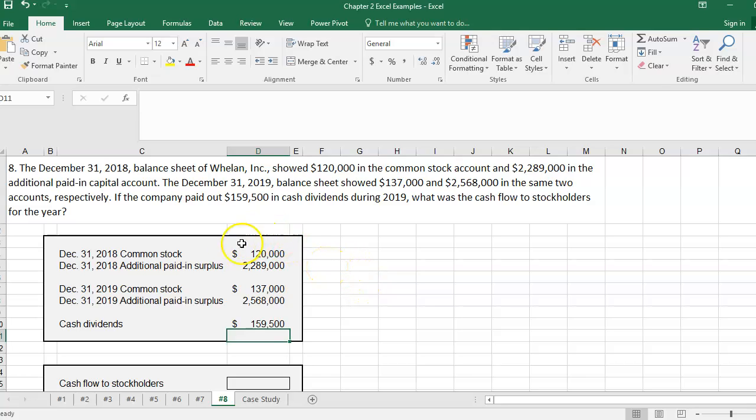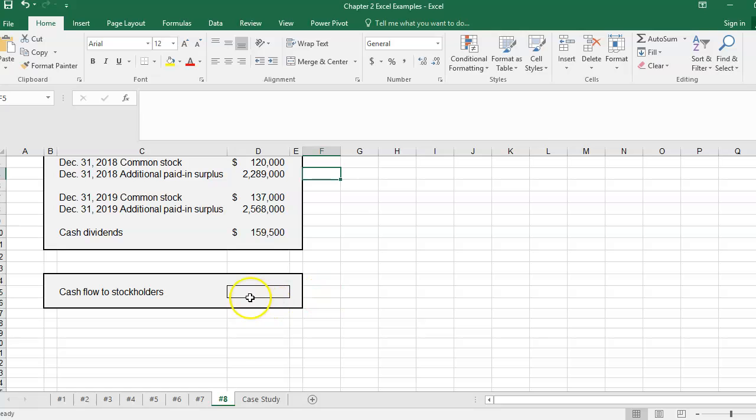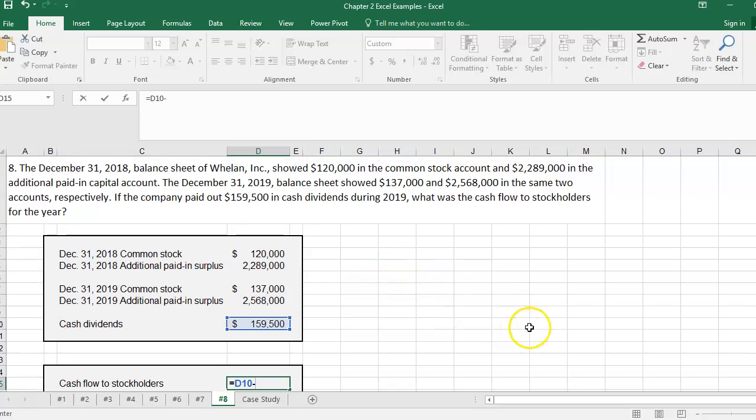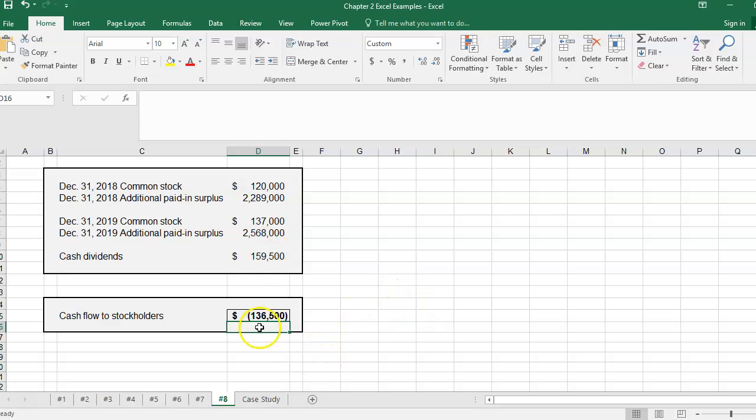So now what we're looking for is the change in equity, so we need the total equity for that amount. We have cash dividends minus the change in equity. So we need 2019 equity, so we add those two together, minus 2018 equity. And we get negative $136,500.